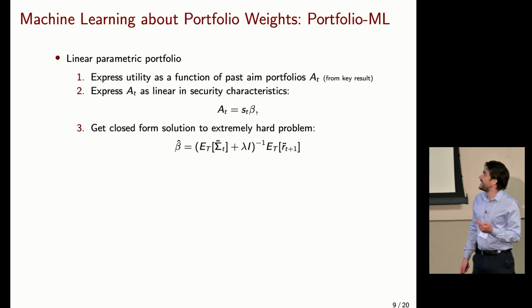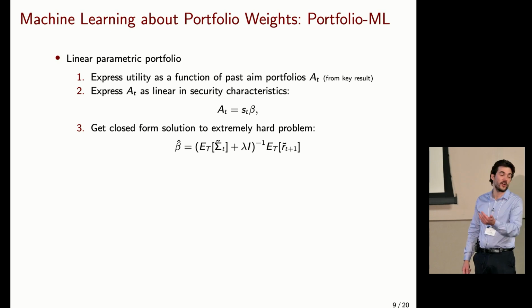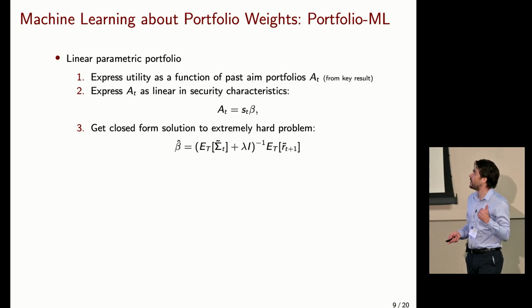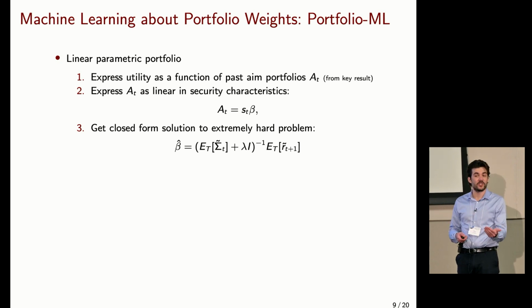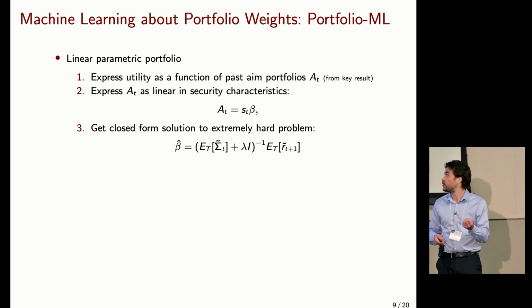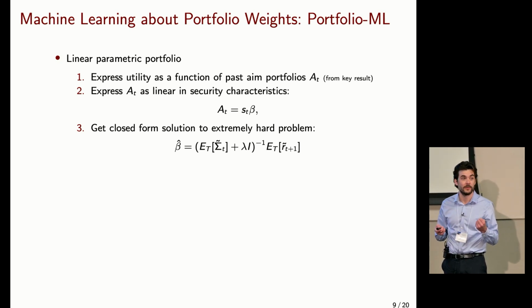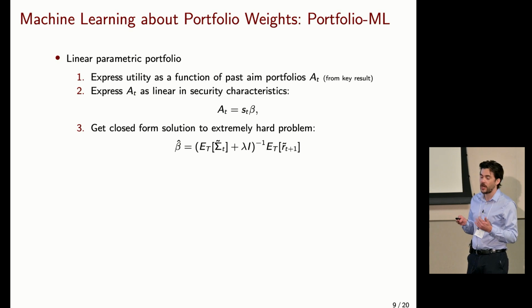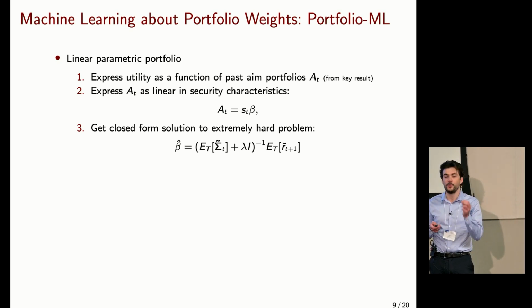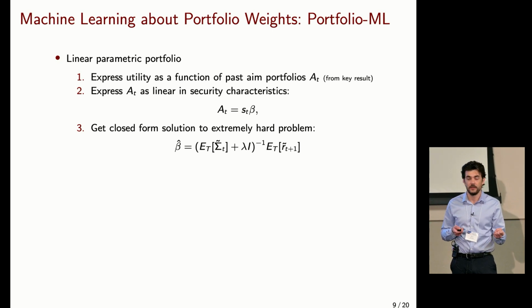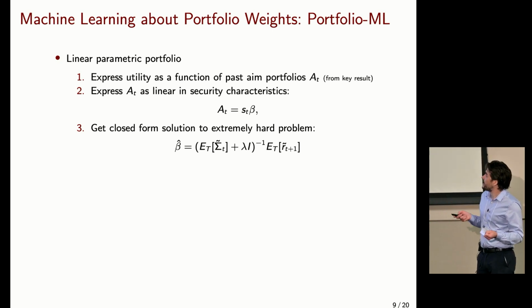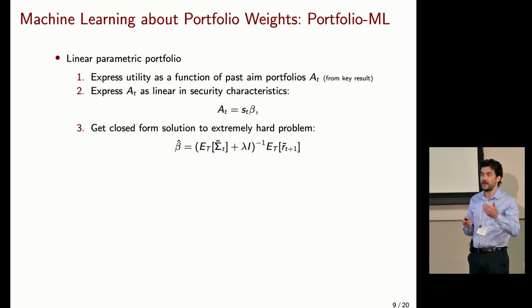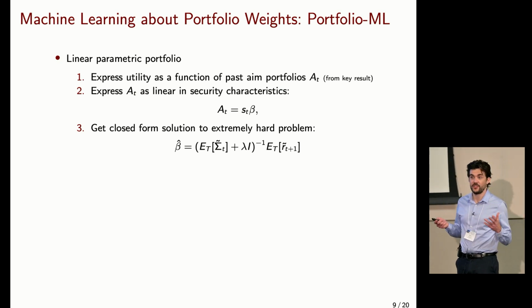Now, what we show is that you can express this utility as a function of past AIM portfolio by using this key result. Then what we show is that if you express this AIM portfolio as linear in the security characteristics, then you can really get a closed form solution to this fairly difficult problem. Now this closed form solution has some components that are fairly complicated, but importantly, you can compute them directly from observable data. Now, one thing that we include is a ridge penalty to regularize our solution, and we'll pick that empirically using a validation set.